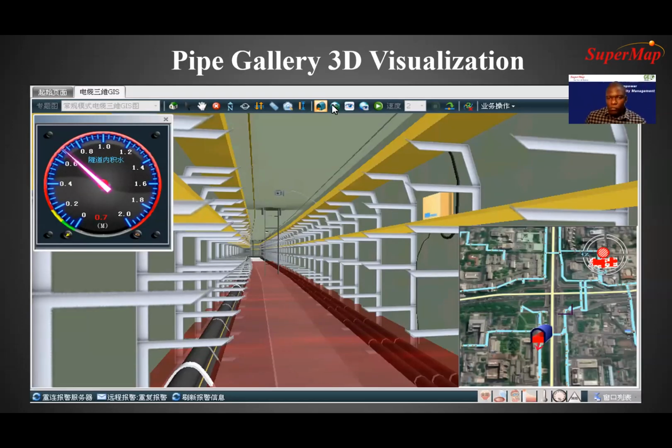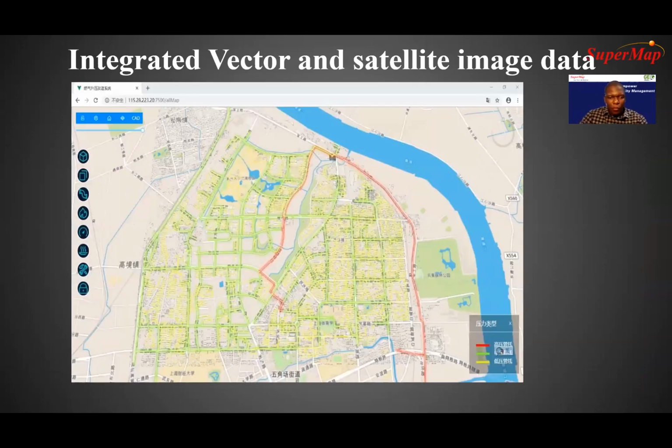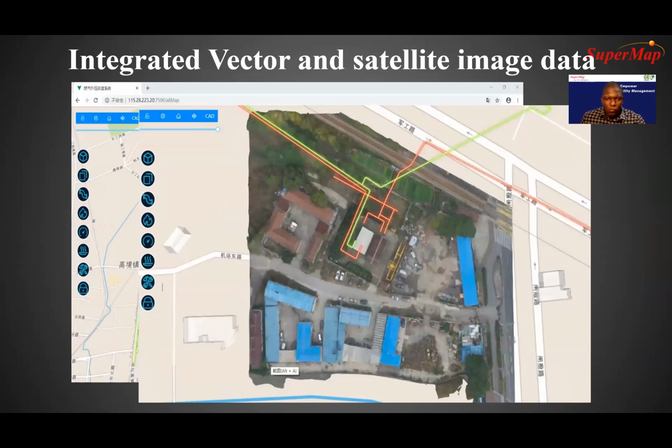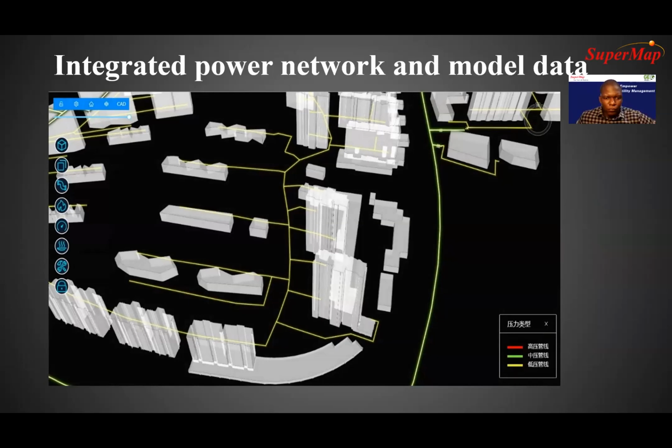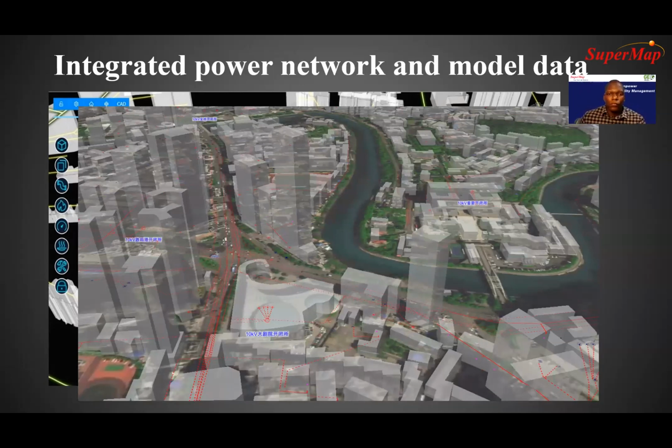And for some 3D, we can also have the pipe gallery visualization effect. And we can also connect with IoT devices, so we can easily get the real-time status. And also for the map visualization, we can overlay with satellite images. So it's easy for us to know the real situation for that area. Even we can extract them as a 3D model. So we can also add the height for each building. So this is another effect for the 3D buildings.